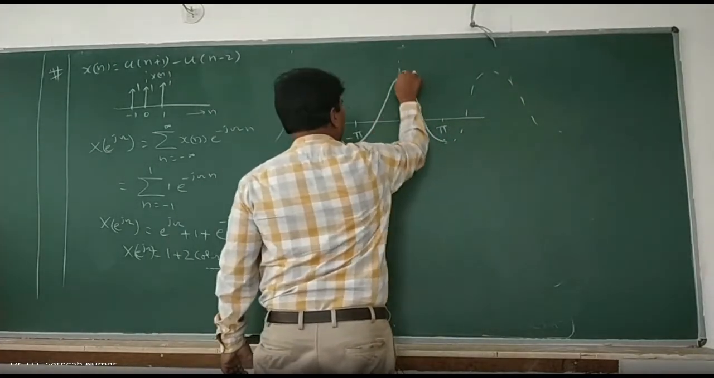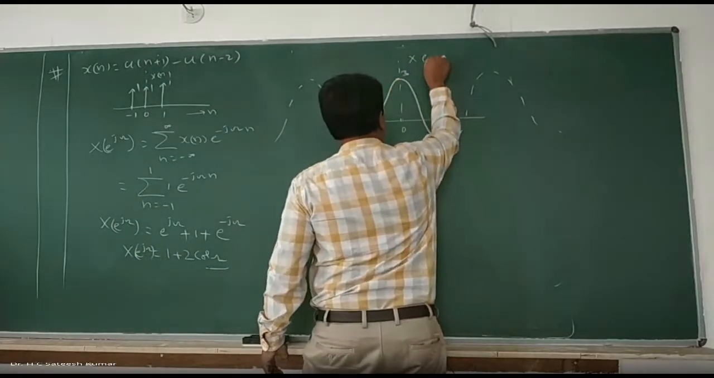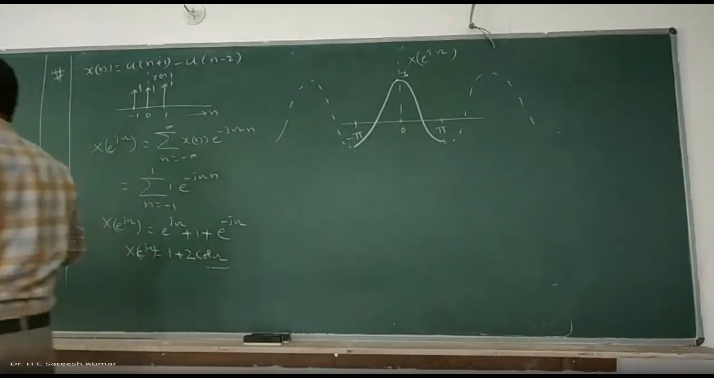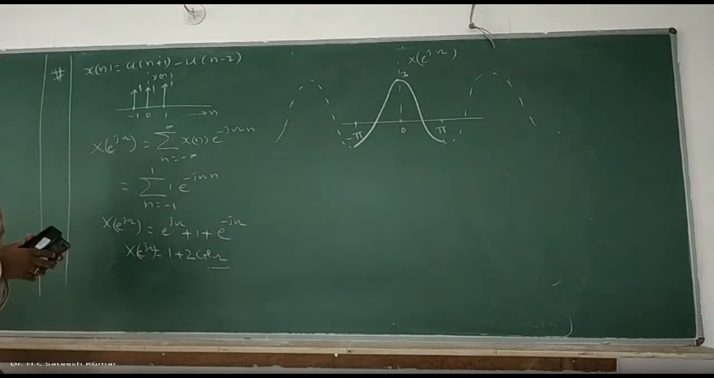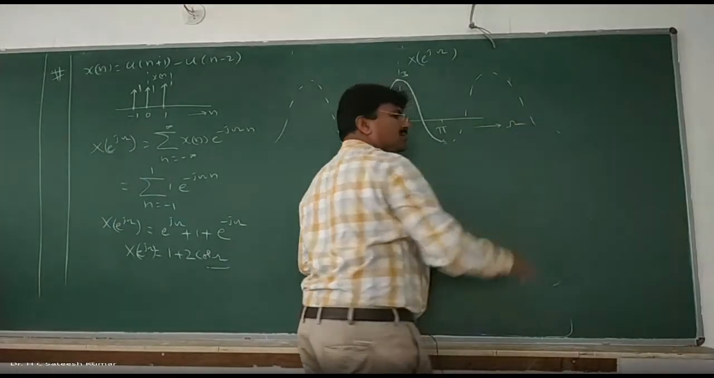No need to give all the values. You give 3 values. It is more than sufficient to sketch the DTFT of any signal, even with other values, other functions. So this is the spectrum of X of e to the power of j omega, which is varying with respect to omega with a repetition period of 2 pi.